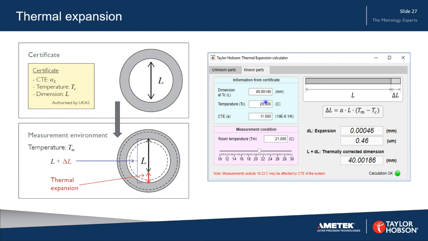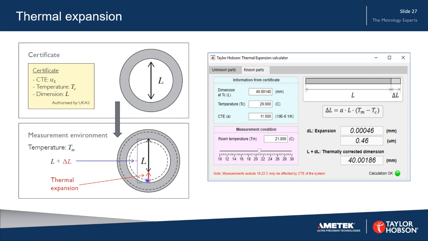So in practical terms, we had a ring gauge of 40.00140 millimeters. We calibrated this and have a certificate for it measured at 20 degrees centigrade. The coefficient of thermal expansion for this particular item is 11.5. And for the measurement condition, we went to the inspection room and measured at 21 degrees centigrade. That's a change of 1 degree higher.